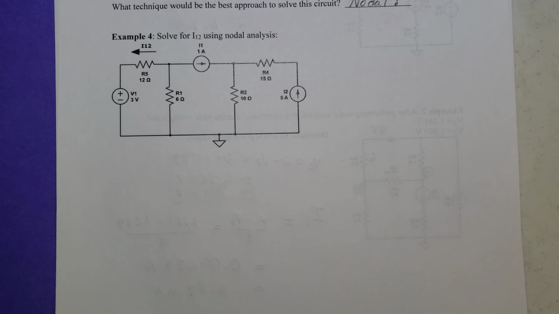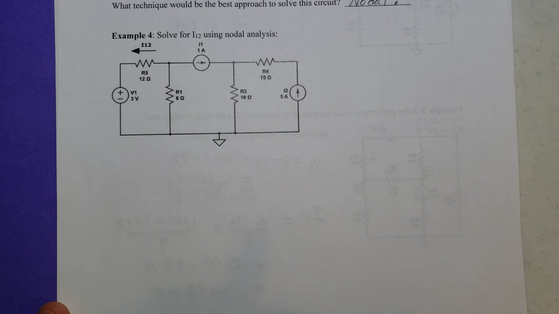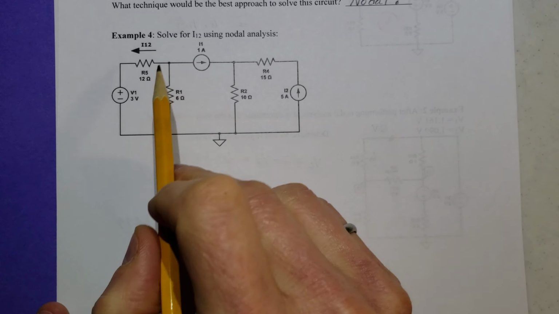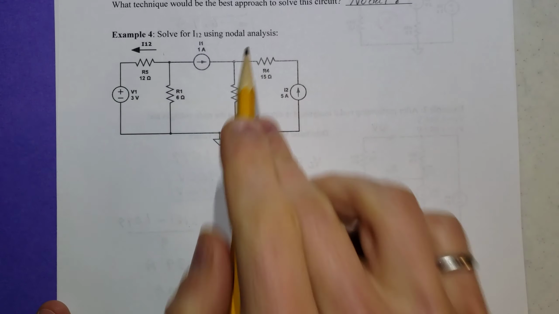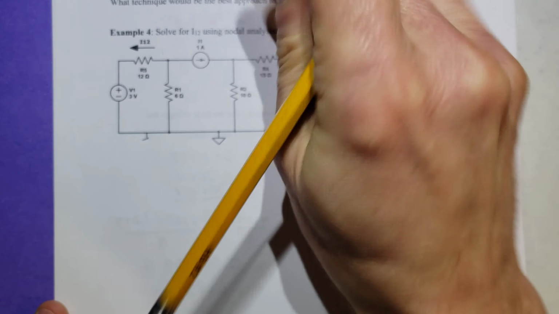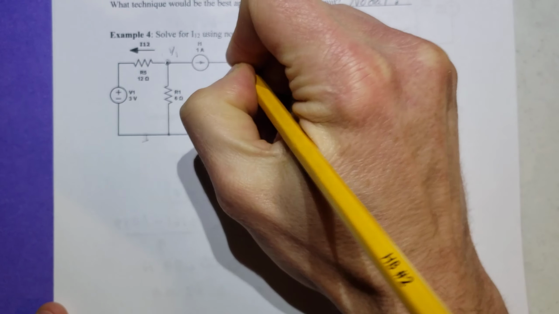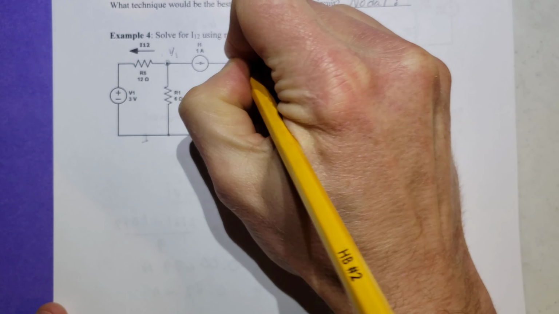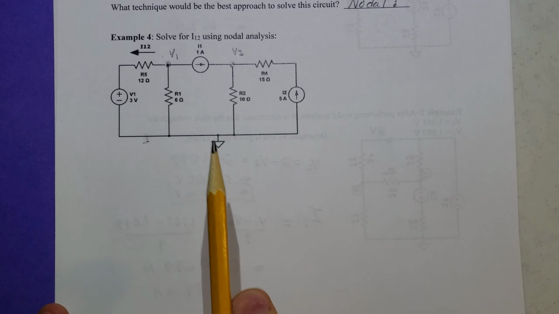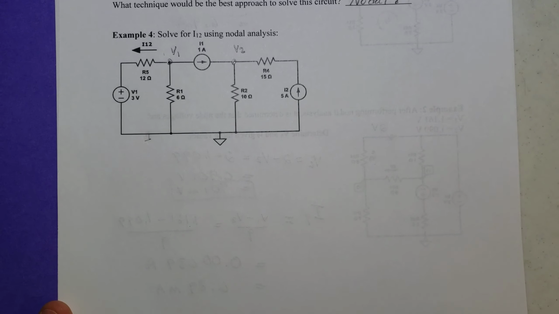So let's do nodal analysis. So we might say, oh, nodal seems good for here because we have three meshes, and then we only have two nodes. So we'll label our ground node. Oh, it's already labeled for us. And so then we have V1. We'll call this V2.